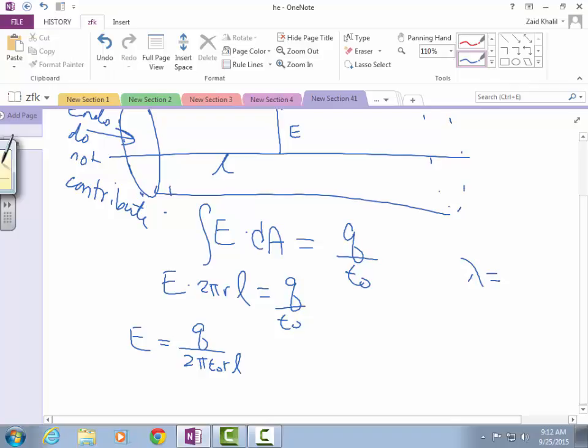Yeah, it's a linear charge density, so it would be Q over L. That's right. So in terms of lambda, what does this equal? Lambda over 2 pi epsilon naught r. And there you go. Notice how easy that is. It's just incredible.